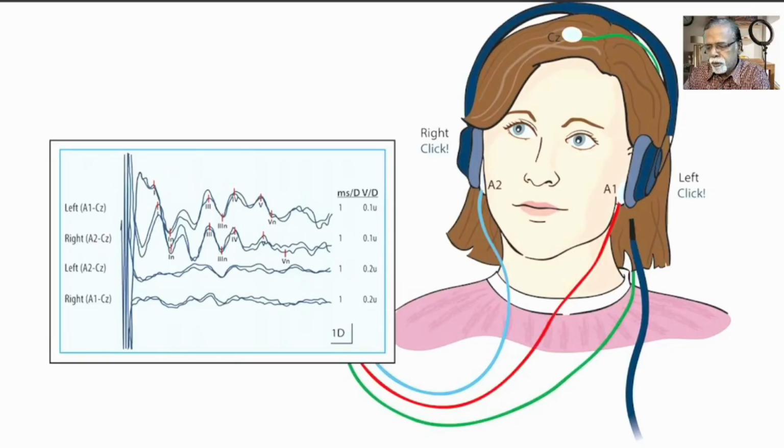So, this is how the brainstem auditory responses are recorded. Electrodes are placed in the central region and at the ear, A1, A2, or on the mastoid process. And when a sound is clicked at the ear, action potentials produced at the various parts of the auditory pathway are recorded. And this is how the evoked responses are recorded.